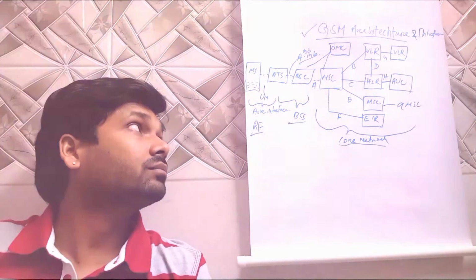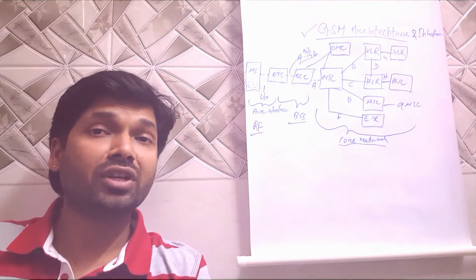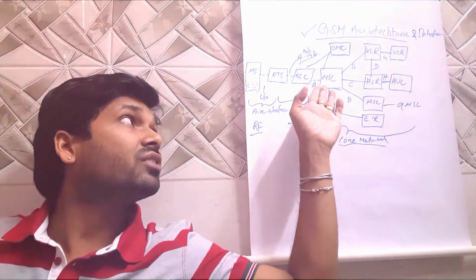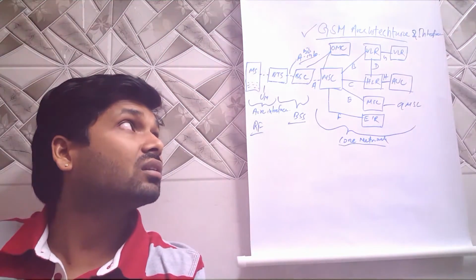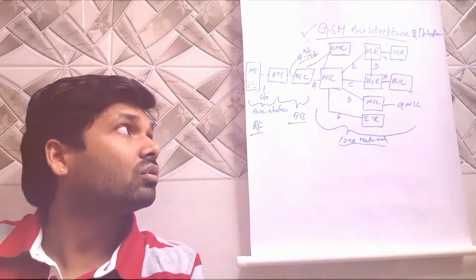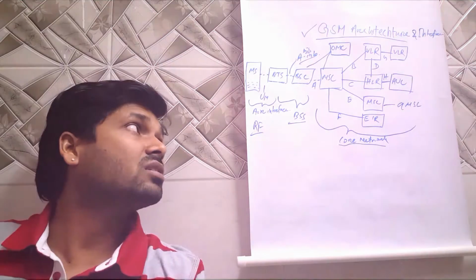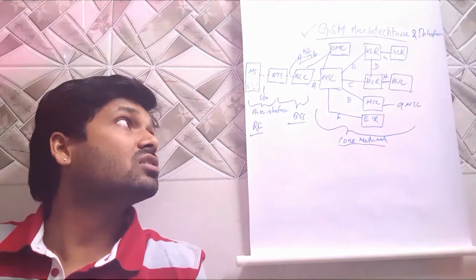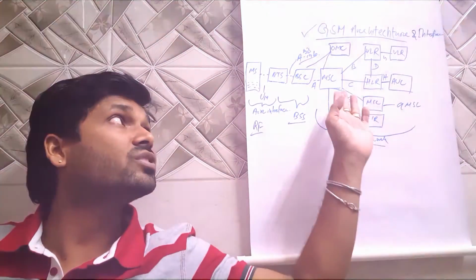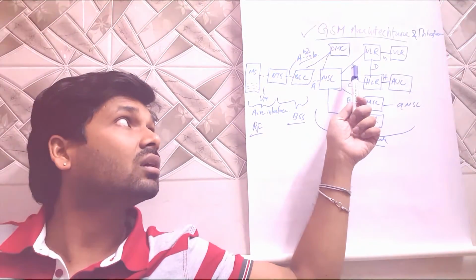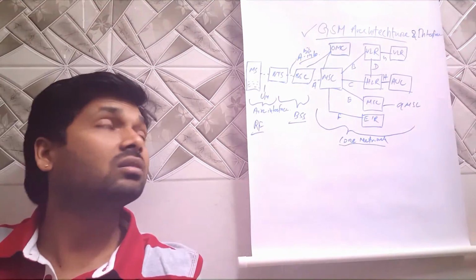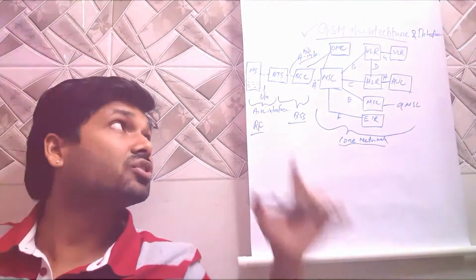Then for the core network, we need to log in differently with the MSC or the VLR or the HLR or the EIR and the AUC. All these different network elements are connected via different interfaces to the MSC. Let's say from MSC to VLR we have the B interface, which connects MSC to VLR. VLR is nothing but the visitor location register.